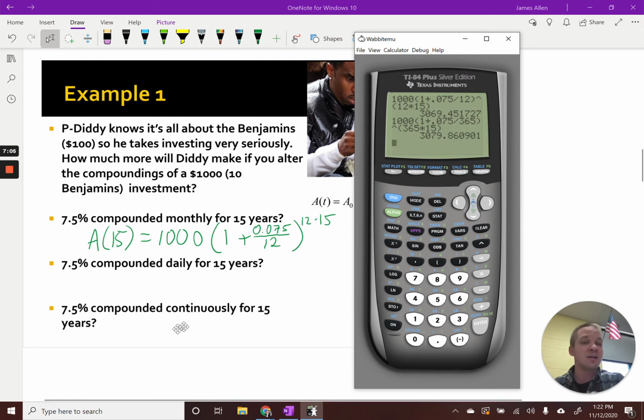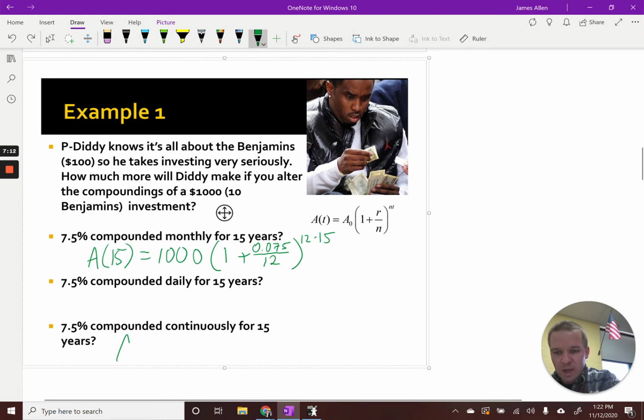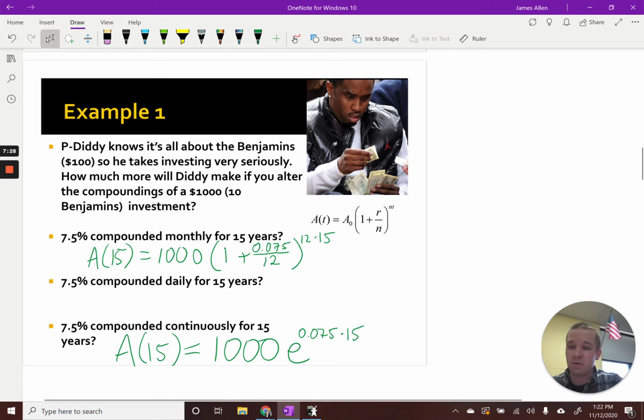Now let's take a look at continuously. So I'm going to type that one. Actually, we'll write that one out because it's a different formula. We have A = Pe^(rt), right? That's what that one is. So the amount after 15 years, and then our principal, our initial amount of money is 1,000. e to the r, which is 0.075 times the 15 years. That's what we're going to plug into our calculator. Let's go for it.